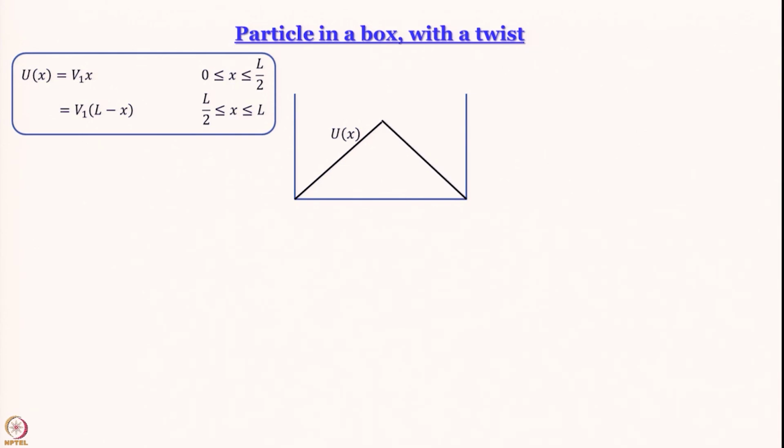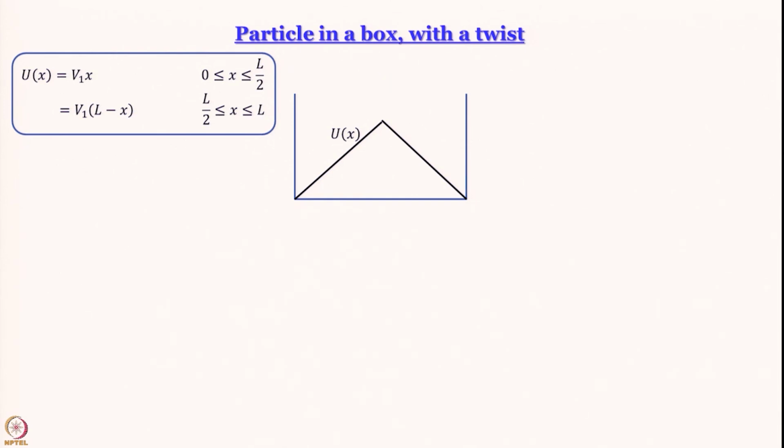What happens at x equal to L by 2? If you take the first expression, you get V1 into L by 2. If you take the second expression, then also you get V1 into L by 2, right. L minus L by 2, that is L by 2. So there is no discontinuity in the function as such, there is a discontinuity in slope. What does the potential energy look like then? Let us say this is my particle in a box. For the first half from the left, your potential energy will be a straight line with a positive slope, V1 into x. For the second half, it will be a straight line, but with a slope that is negative, equal in magnitude but negative.